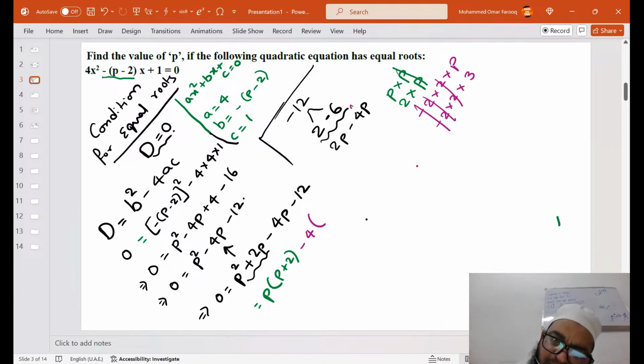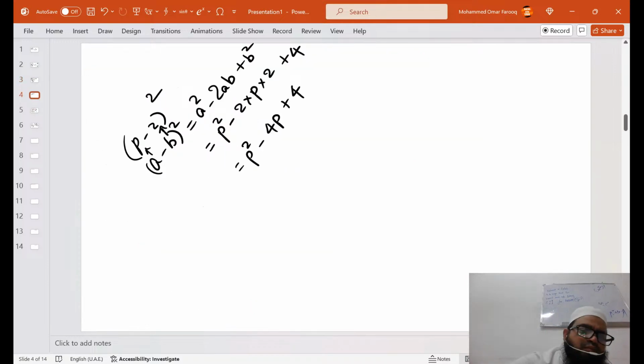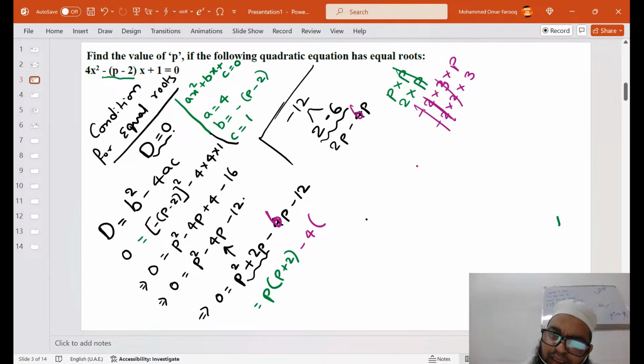Sorry, it is 6p. So 6p means 2 into 3. So which is common? Only minus 2 is common. So minus 2, if I take common, what is left out? 3p. And here what is left out? 6. No, somewhere we are making a mistake.